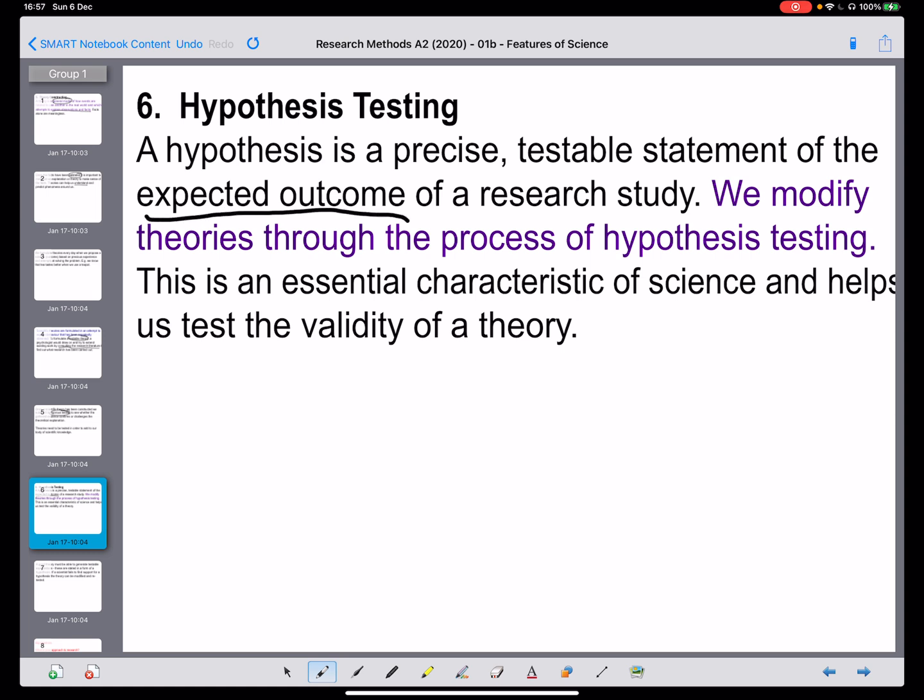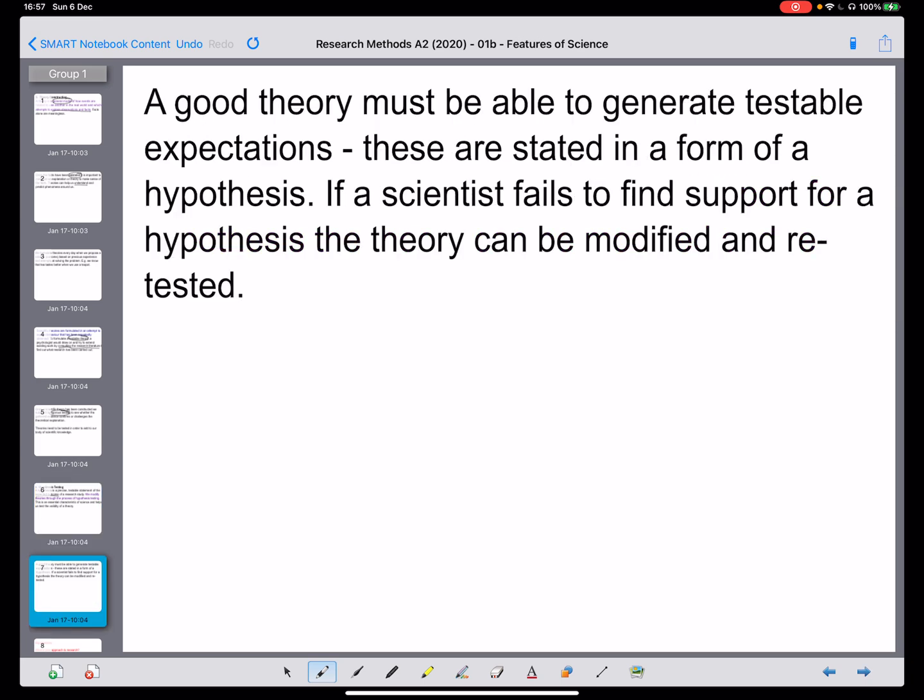So we say we modify theories through the process of hypothesis testing. So we can't have our theory unless we've done this hypothesis testing. Then it says a good theory must be able to generate these testable expectations. So a hypothesis is a testable expectation in order for us to understand how we need to figure things out.